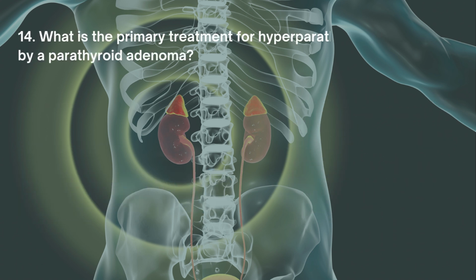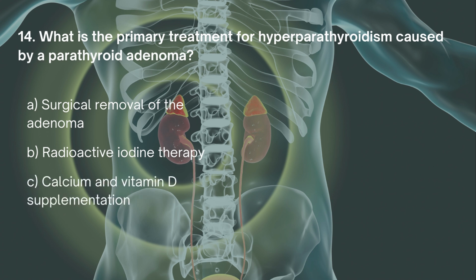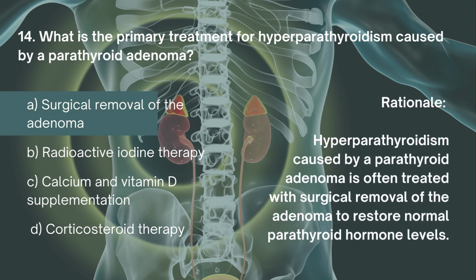14. What is the primary treatment for hyperparathyroidism caused by a parathyroid adenoma? A. Surgical removal of the adenoma. B. Radioactive iodine therapy. C. Calcium and vitamin D supplementation. D. Corticosteroid therapy. Rationale: Hyperparathyroidism caused by a parathyroid adenoma is often treated with surgical removal of the adenoma to restore normal parathyroid hormone levels.